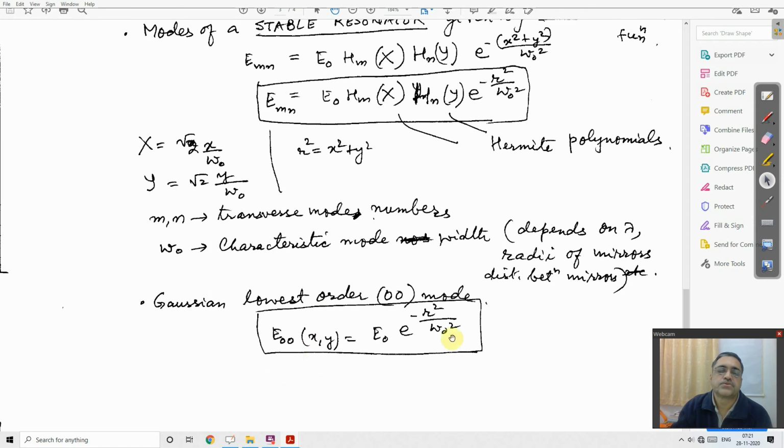The Gaussian lowest order mode is E naught, because H_m and H_n become 1. E naught exponential minus r square by omega naught square. So this is the lowest order mode, which is the most prominent mode for a rectangular closed cavity, and even for a stable resonator with curved mirrors. So we have the lowest order.